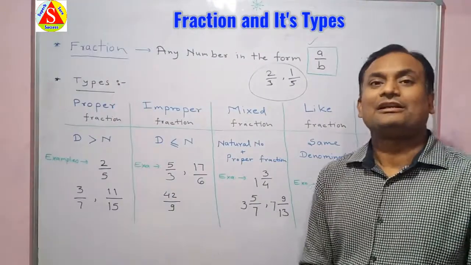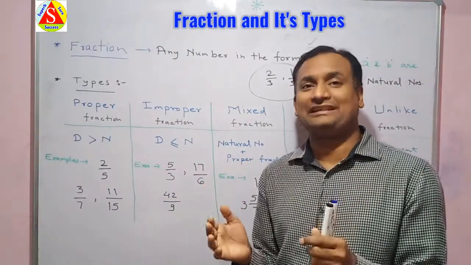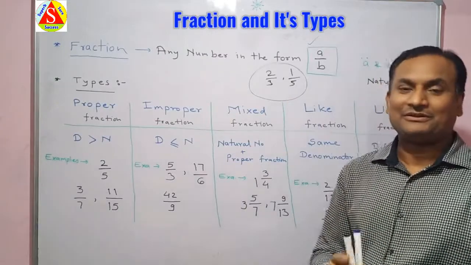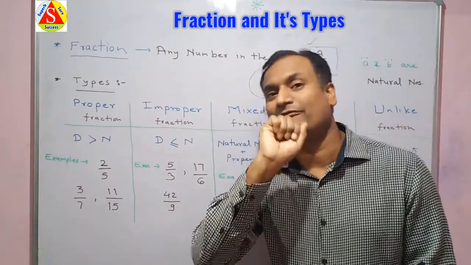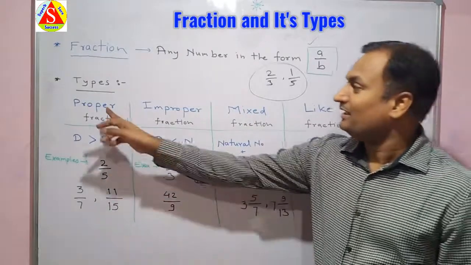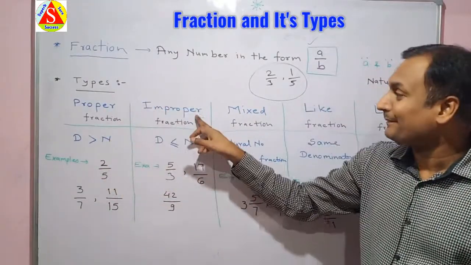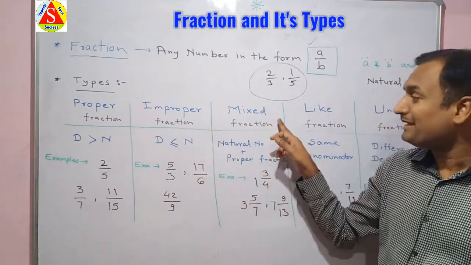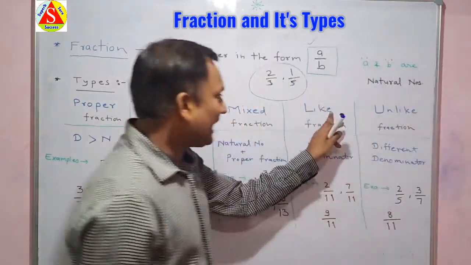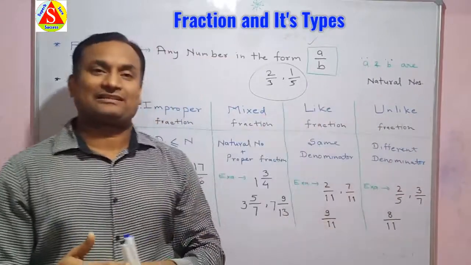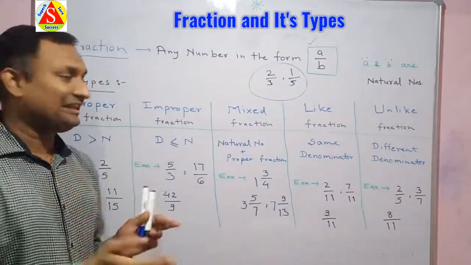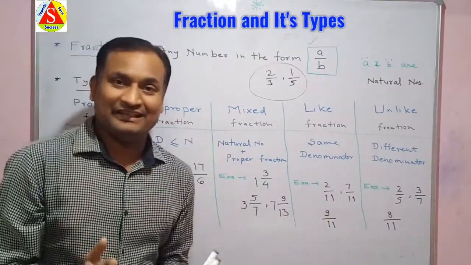Now dear students, we are going to see the types of fraction. Here we are going to see the 5 types of fraction, namely the proper fraction, improper fraction, mixed fraction, like fraction, and the last one unlike fraction. So we will see all these fractions in detail.